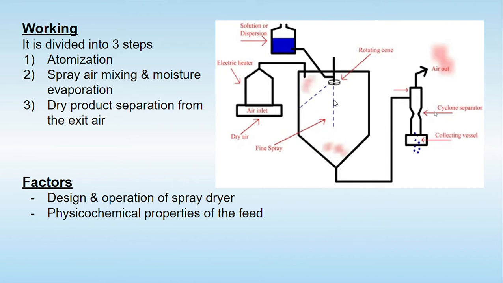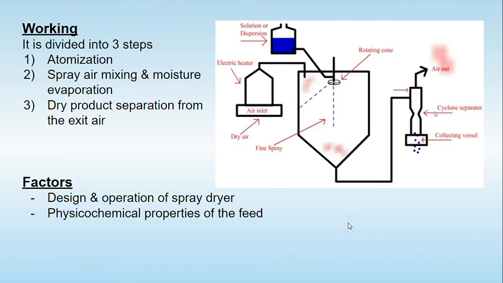which is going to come into contact with this fine spray, drawn by this dotted line of the product. This product is drying and collects at the bottom, from which it is going to be removed. The air is going to be taken out, and by the use of a device like a cyclone separator, the particles are removed, and the filtered air is removed entirely.